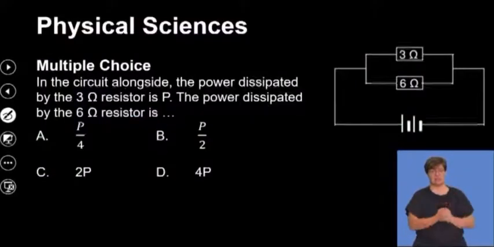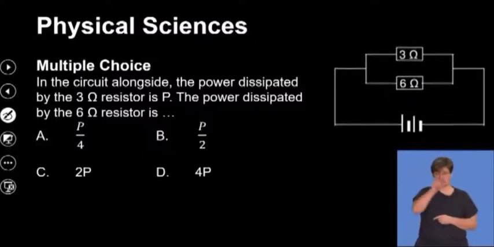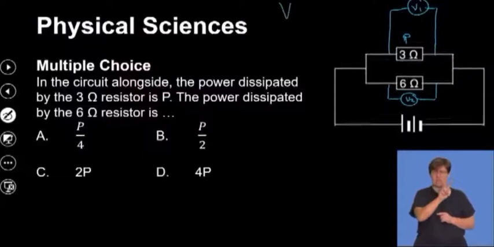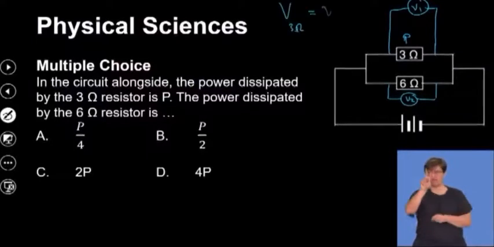Right, and then the last multiple choice question for this segment. In the circuit alongside, the power dissipated by the 3 ohm resistor is P. And the power dissipated by the 6 ohm resistor is what we want to find. What do we know about these two resistors? We know that the voltage across 6 ohms, let's call this V2, is equal to the voltage across 3 ohms, because it's a parallel circuit.